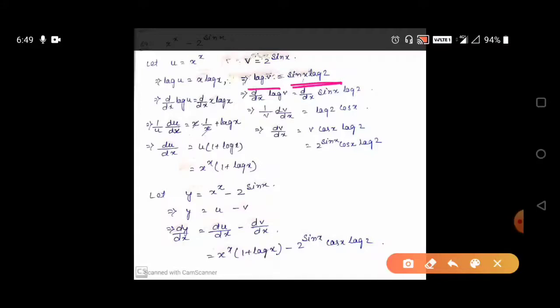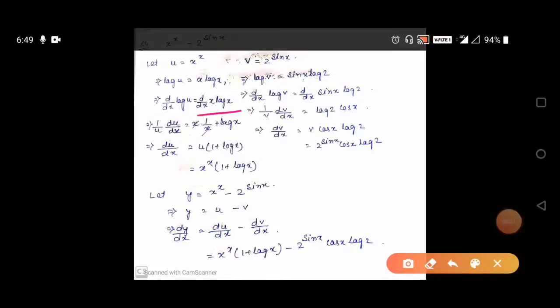Now we will differentiate both the sides. ddx of log u is equal to ddx of x log x, ddx of log v is equal to ddx of sin x log 2. ddx of log u, here we will apply the formula of ddx of log x, and ddx of log x is 1 by x. So here we will write 1 by u, and since we have u in place of x, we will write du by dx.